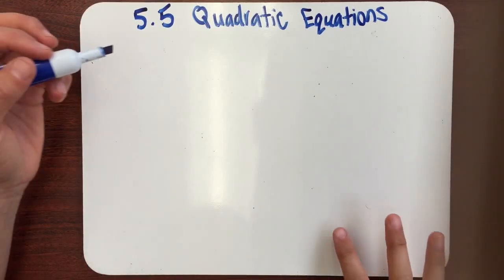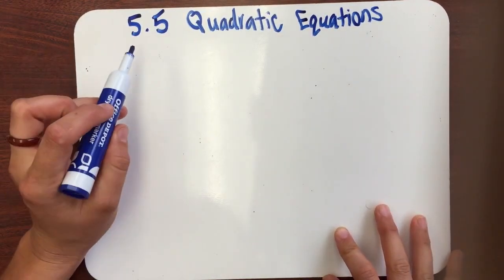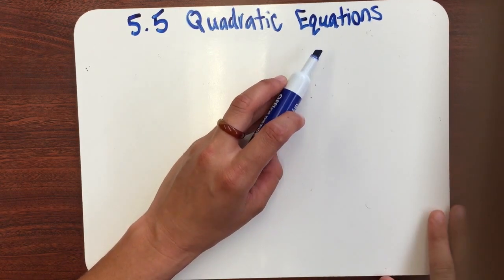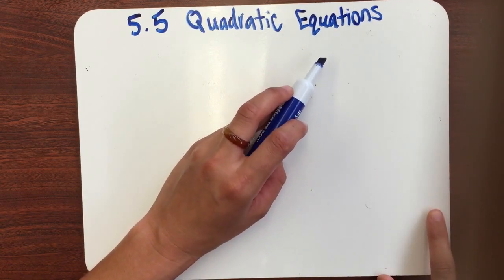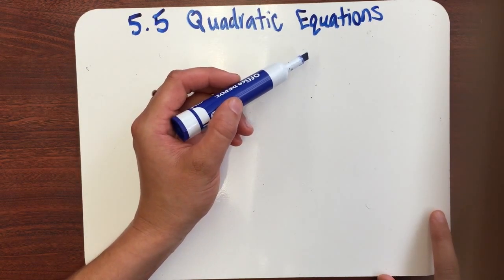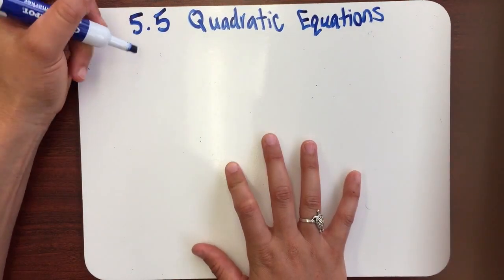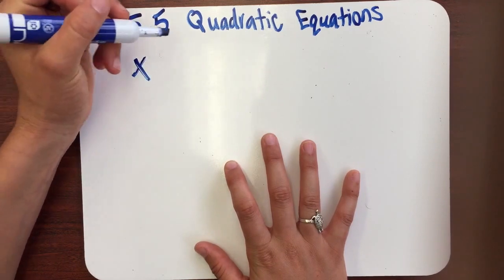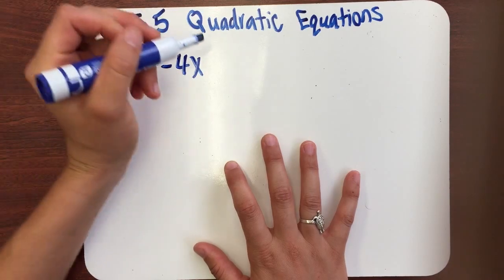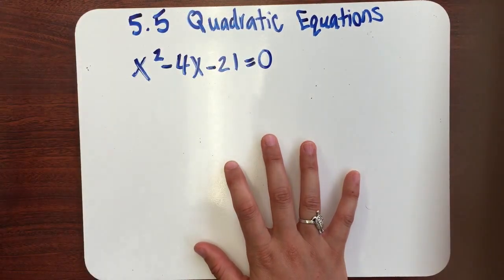Today we're going over 5.5 quadratic equations. So the only difference between quadratic equations and quadratic expressions from the 5.4 lesson is that now we're going to have an equal sign and we'll be solving for the variable, in most cases x. So for example, let's say we have the quadratic x squared minus 4x minus 21 is equal to 0.